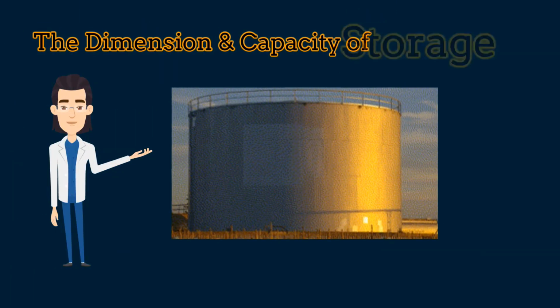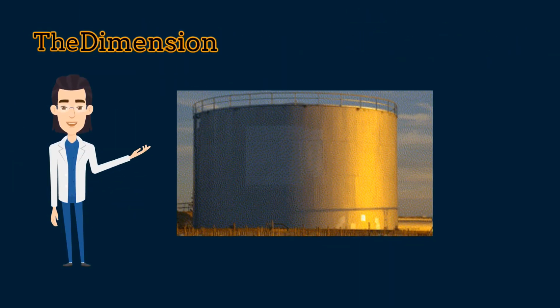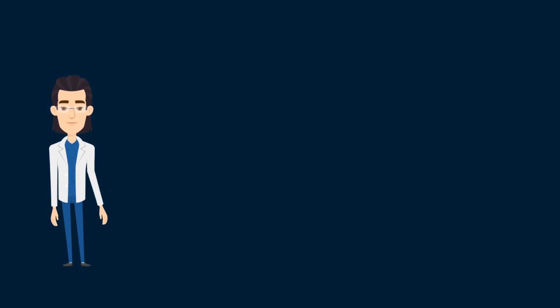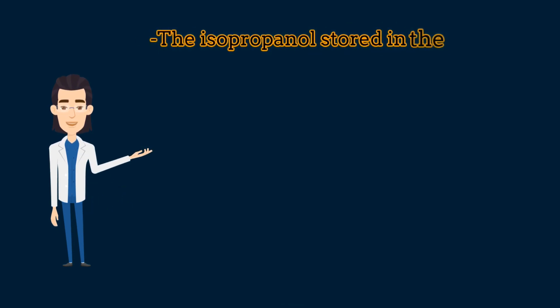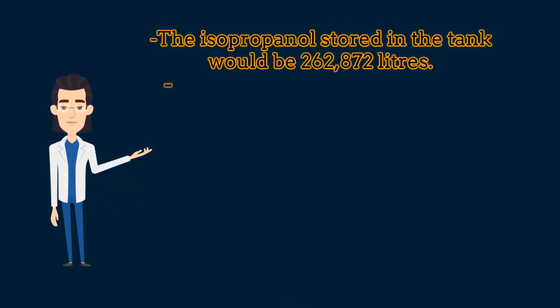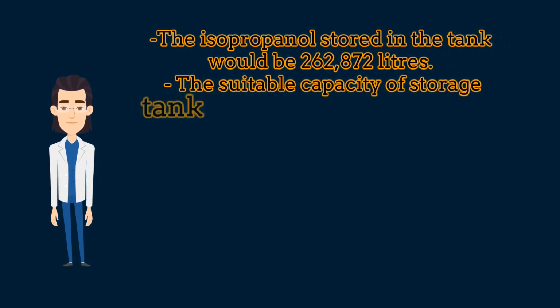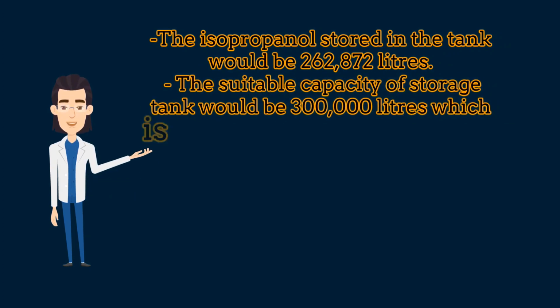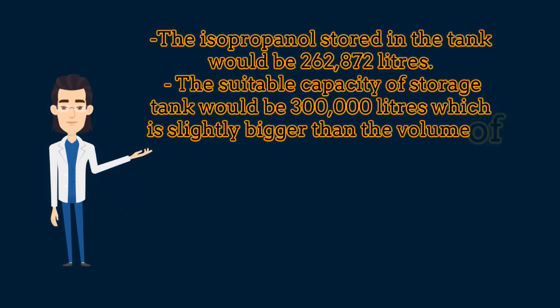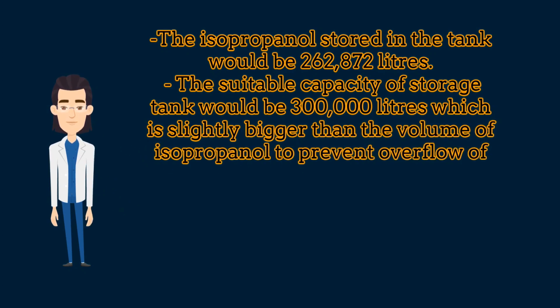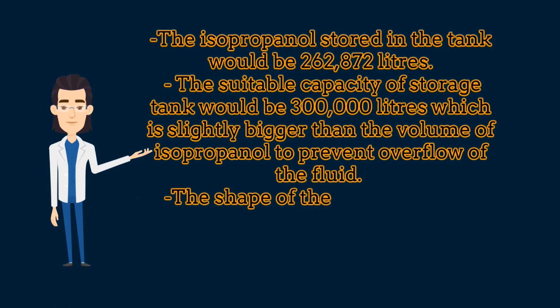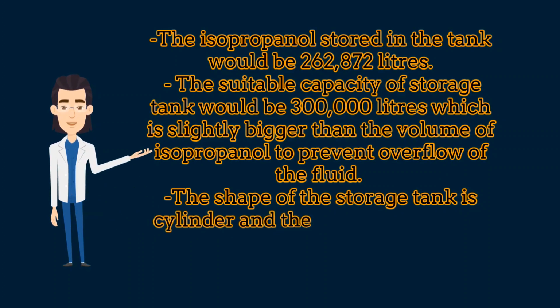The dimension and capacity of the storage tank. First, assuming that the isopropanol in liquid phase will be stored in the storage tank for 2 days and the maximum operation of isopropanol production is only 10 hours per day, the isopropanol stored in the tank would be 262,872 liters. The suitable capacity of the storage tank will be 300,000 liters, which is slightly bigger than the volume of isopropanol to prevent overflow of the fluid.